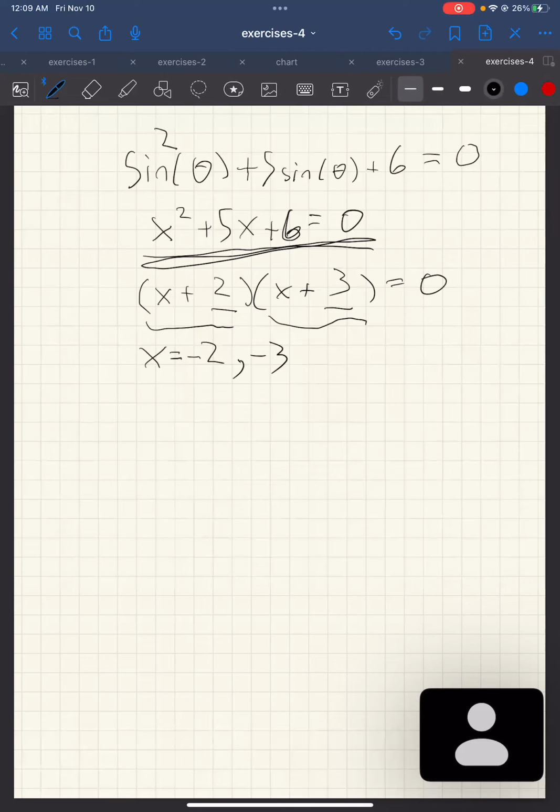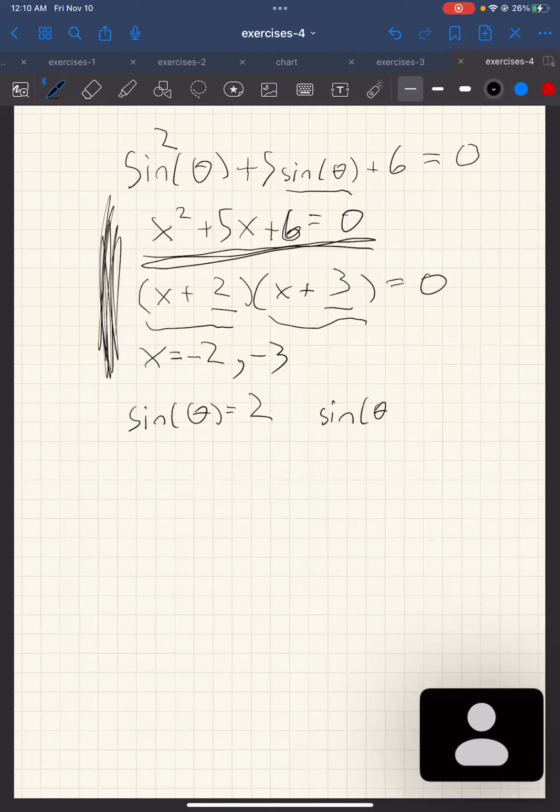Well, here, I did all this work in terms of x, which is perfectly fine if I want to make that substitution. But really, I'm not solving for x. I'm solving for something with sine of theta. So really, what I have here is that sine of theta is equal to -2, and sine of theta is equal to -3. So now I want to solve for when sine of theta is -2, and find the solutions for when sine of theta is -3.